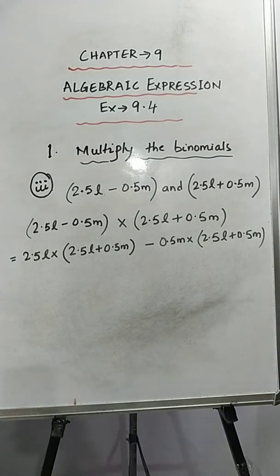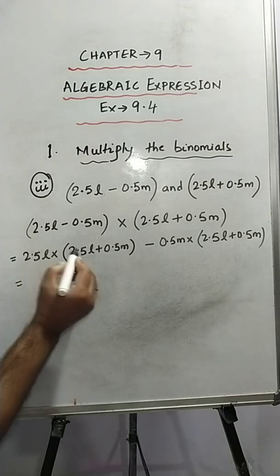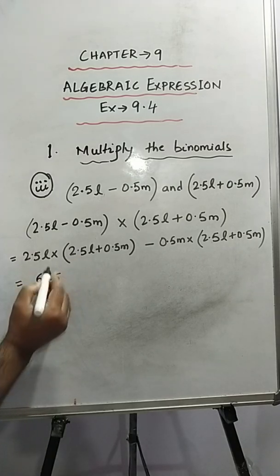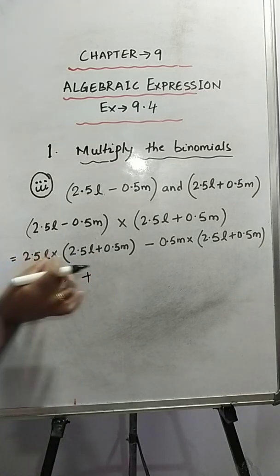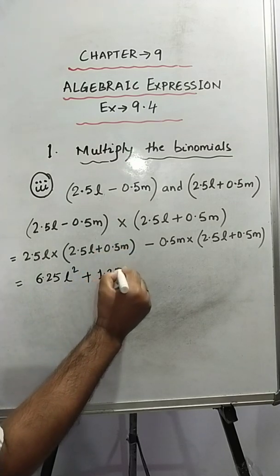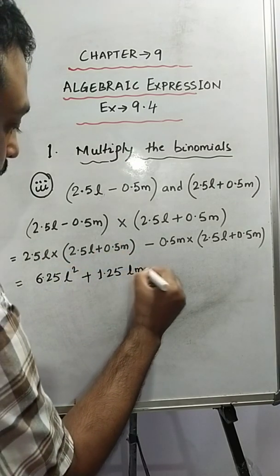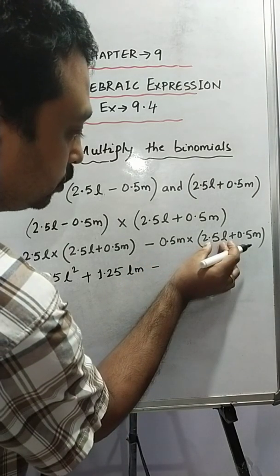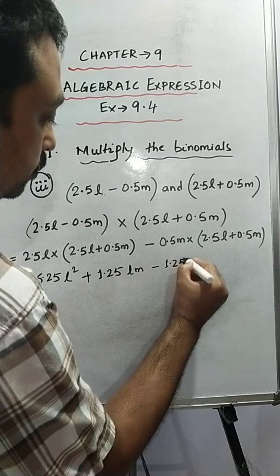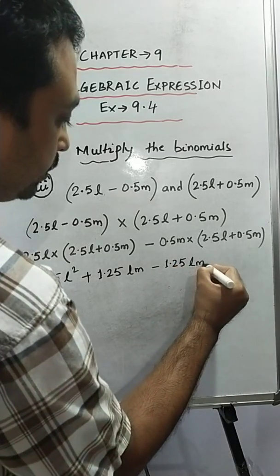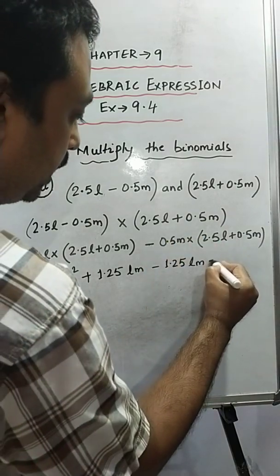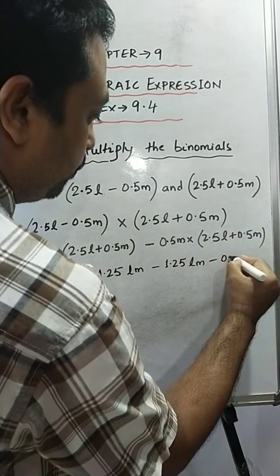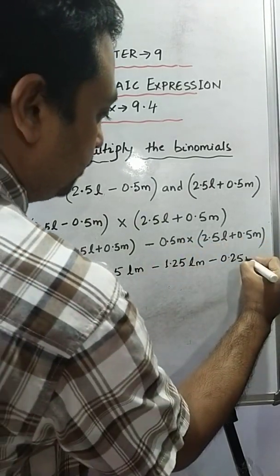Okay. So now what we have to do? We have to open the bracket. 2.5 into 2.5 will give you 6.25. L into L will give you L square. Plus is plus. 2.5 into 0.5 will give you 1.25. L into M is LM. Now again we'll multiply 0.5 into 2.5. The answer we'll get is 1.25. M into L is LM or ML, both ways are okay. So minus plus is minus, 0.5 into 0.5 is 0.25, M into M is M square.